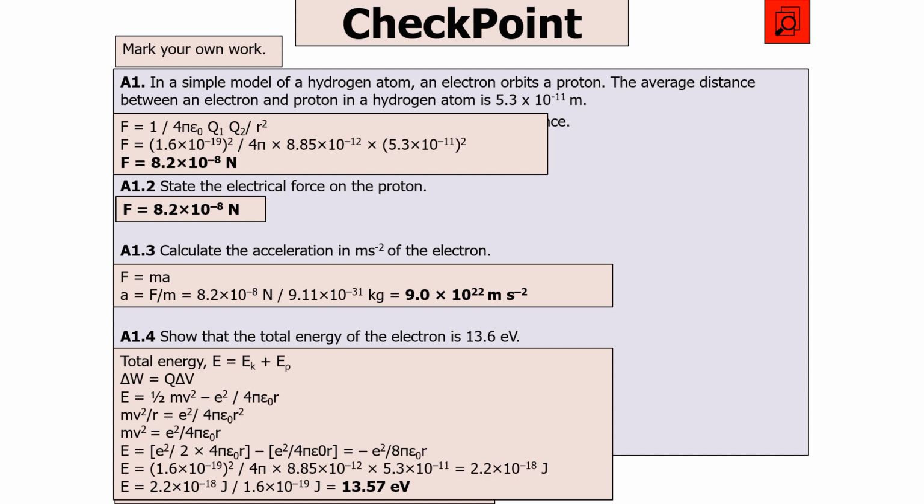Pop in all the values. Now remember, e in this context is actually the charge of the electron, which is 1.6 times 10 to the minus 19 coulombs. Pop it all through and you get your answer to be 2.2 times 10 to the minus 18 joules. You've also got to be aware of how to convert from joules into eV, and you can do that by dividing by the charge of one electron, which is 1.6 times 10 to the minus 19 coulombs. So you get our answer to be 13.57 eV.